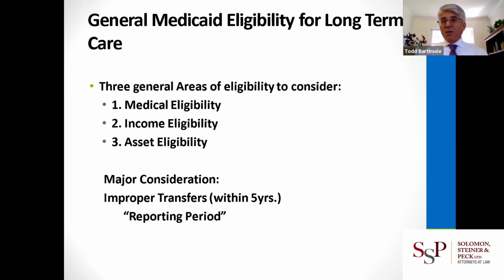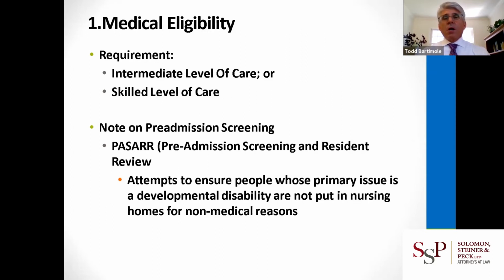Have they gifted or have they given money away in the last 60 months, the last 5 years? I prefer really to not call it a look back period. I prefer to call it a reporting period, because that's really what it is. You have to report whether you've given any money away over the last 5 years. And we're going to talk about the consequences of that a little bit later.